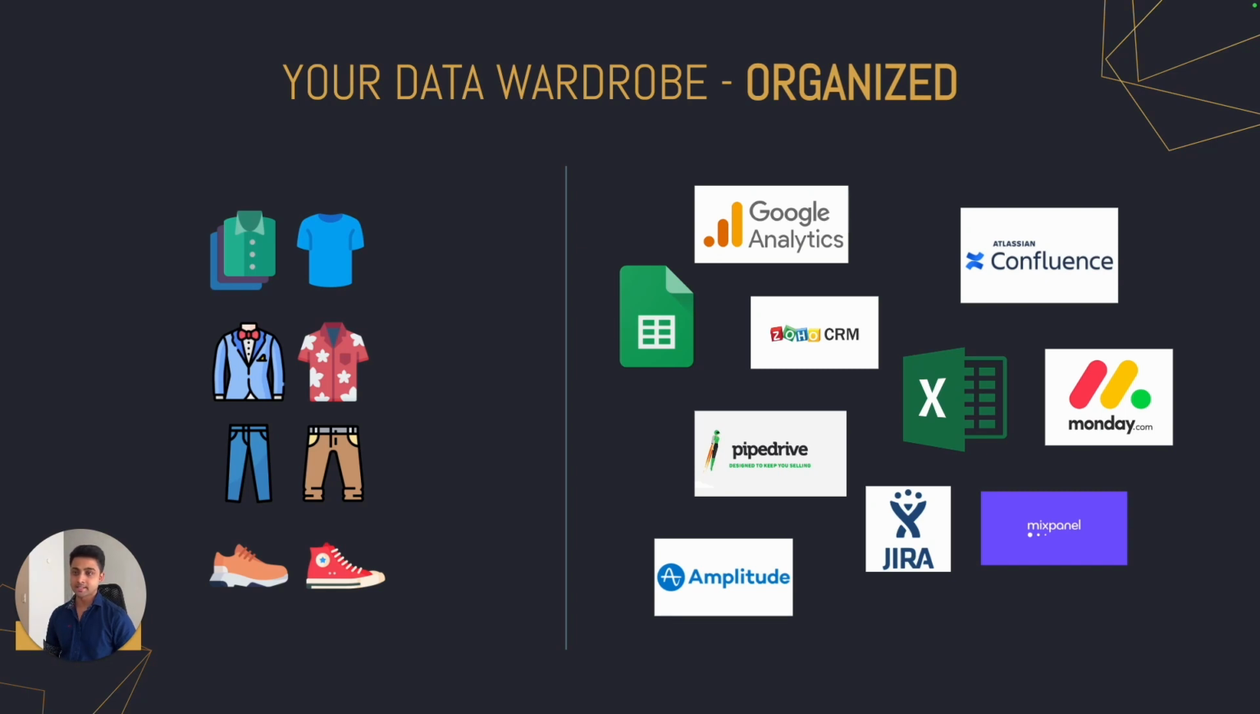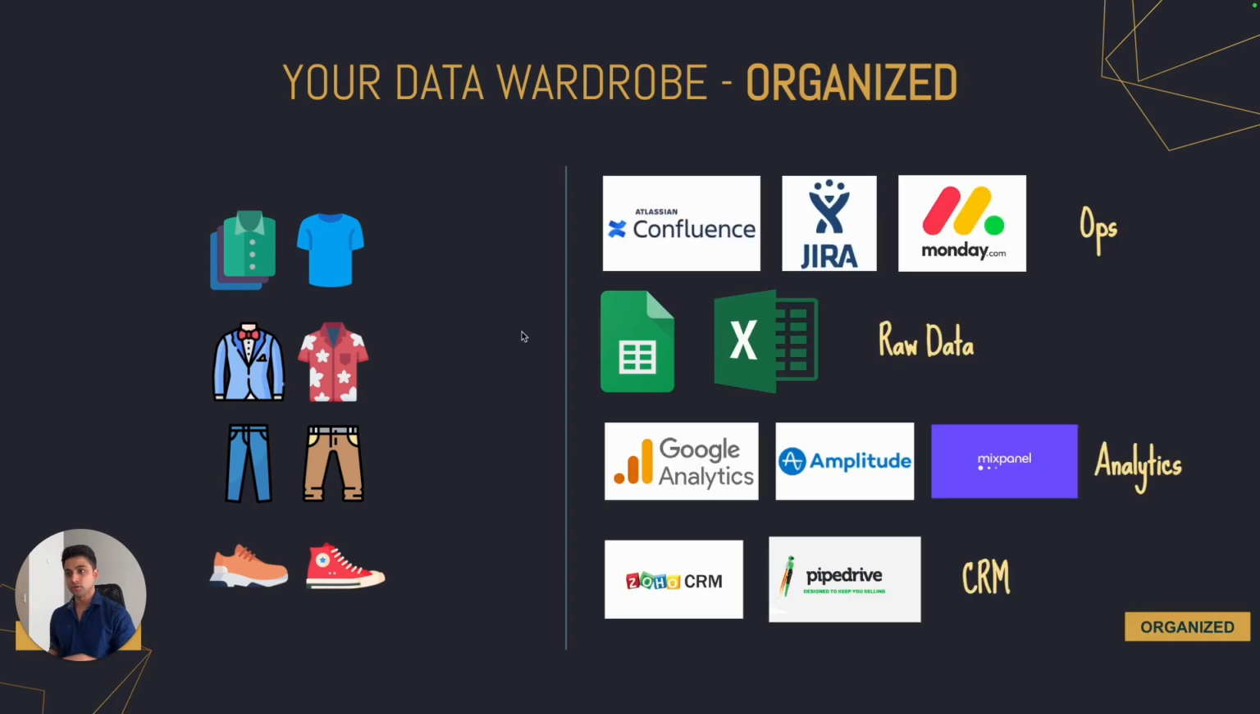What that means is maybe we decided we're going to keep shirts and t-shirts, jackets and some funny shirts, then have another slide which are essentially pants, and then shoes, right? What does that really mean in terms of your data? Well, you could also do the same for your data where you say, I have some operational data, I have some raw data that comes from products or services, I have some analytics data, and I have, of course, CRM data.